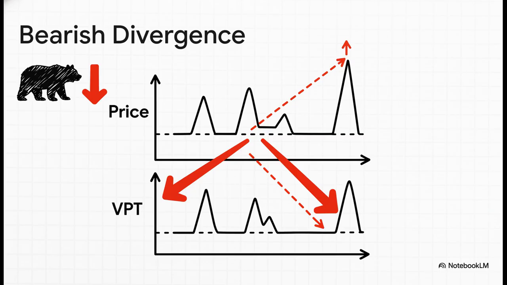Let's look at the classic warning sign, bearish divergence. So the stock price pushes up, it makes a brand new high. On the surface, everything looks fantastic, right? But then you look at the VPT, and it doesn't make a new high. In fact, it's actually lower than its last peak. What does that tell you? It tells you that even though the price is higher, the buying power behind it is weaker. The trend is totally running on fumes.